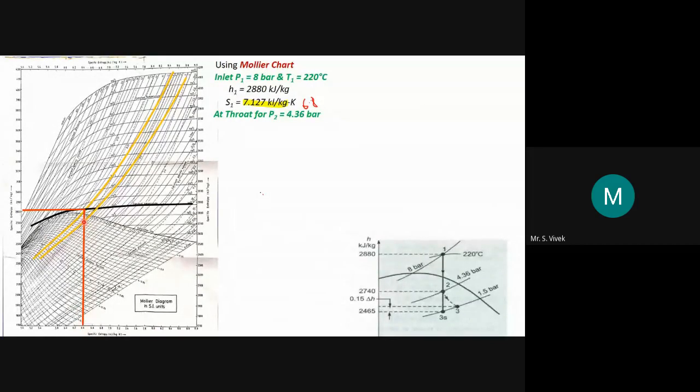So you are getting this intersection point. From this intersection point, draw a horizontal line towards your left. You will get the enthalpy. What is the enthalpy value? 2740. Yes, actually, by means of assumptions, S1 is equal to S2 is equal to S3, that will be equal to 6.8. Don't confuse it. It is actually equal to 6.8.